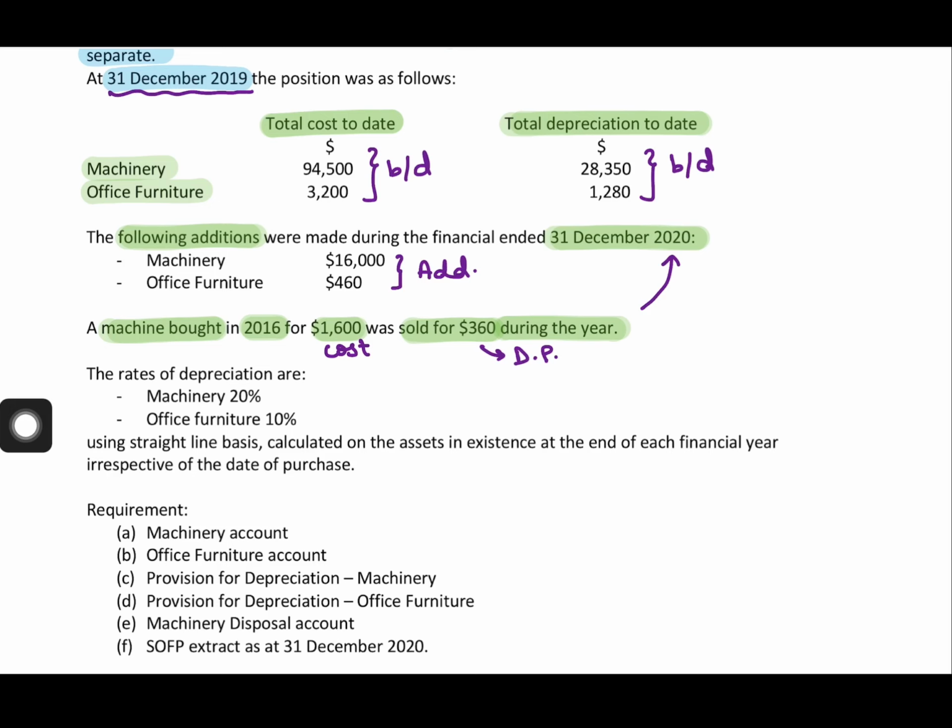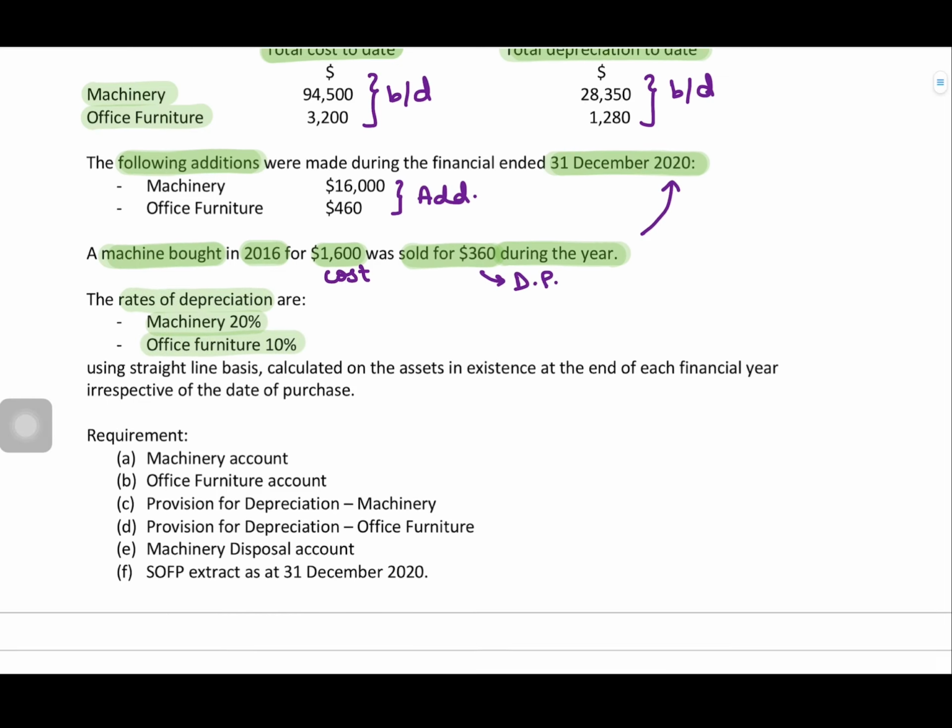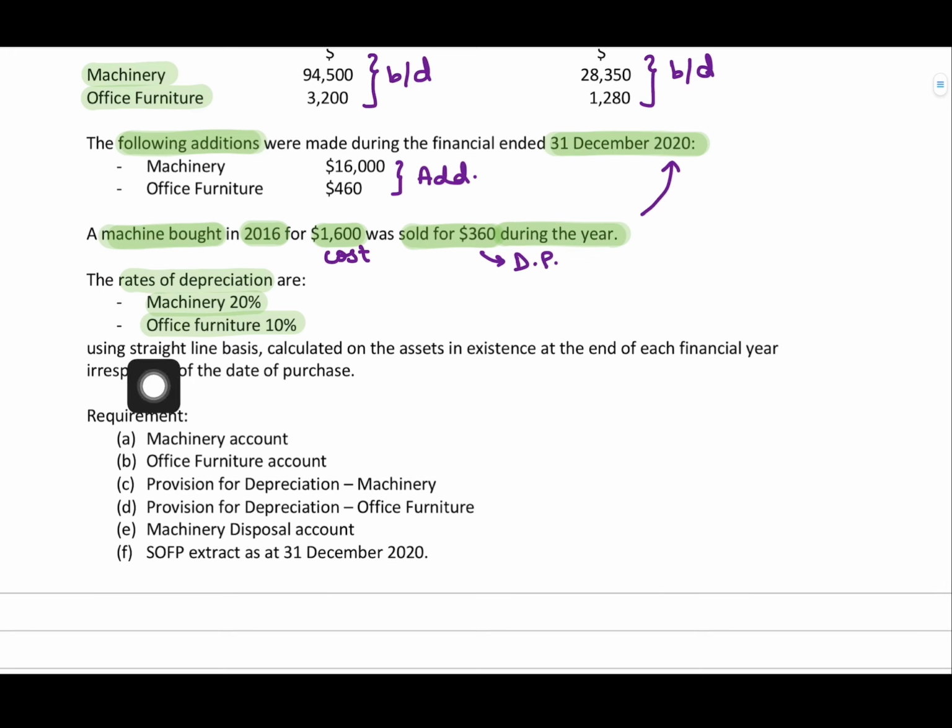Then we are told the rates of depreciation: machinery 20%, office furniture 10%, and the method is straight line basis. The policy is calculated on the assets in existence at the end of each financial year irrespective of the date of purchase. So this means that this is the full year policy and the method is straight line method.